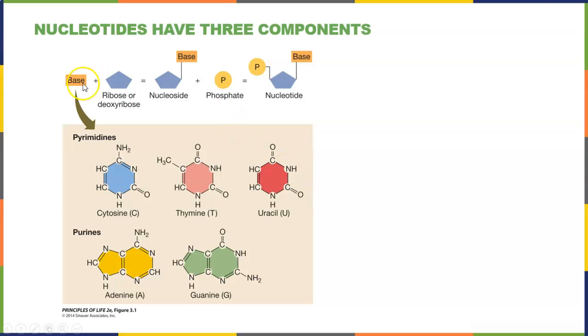But all of these are making up those nucleotides. So you're going to have one of these bases. If it's DNA, you're going to have deoxyribose sugar. If it's RNA, ribose sugar. And all of them are going to have a phosphate. And that forms this unit, this monomer unit called a nucleotide.